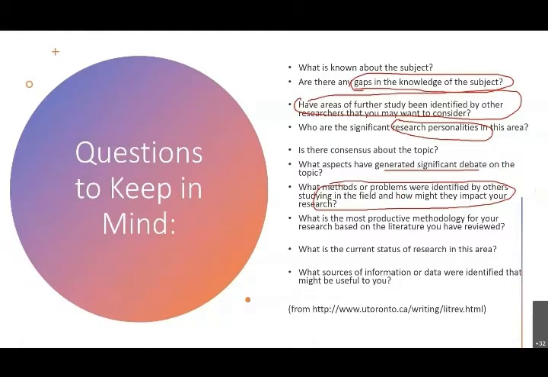And what is the most productive methodology for your research based on the literature? You have to ask this question when you search for the articles. And most important is, what is the current status of research in this area? I will give you some tips on how to stick, how to be a glue to your research. Do you know glue? Glue means you use certain material or liquid to paste something. So how do you want to be a glue? Glue means always connected, always sticking to the current research. I will show you, but you will get a headache, because every day you will get a lot of articles about your research.